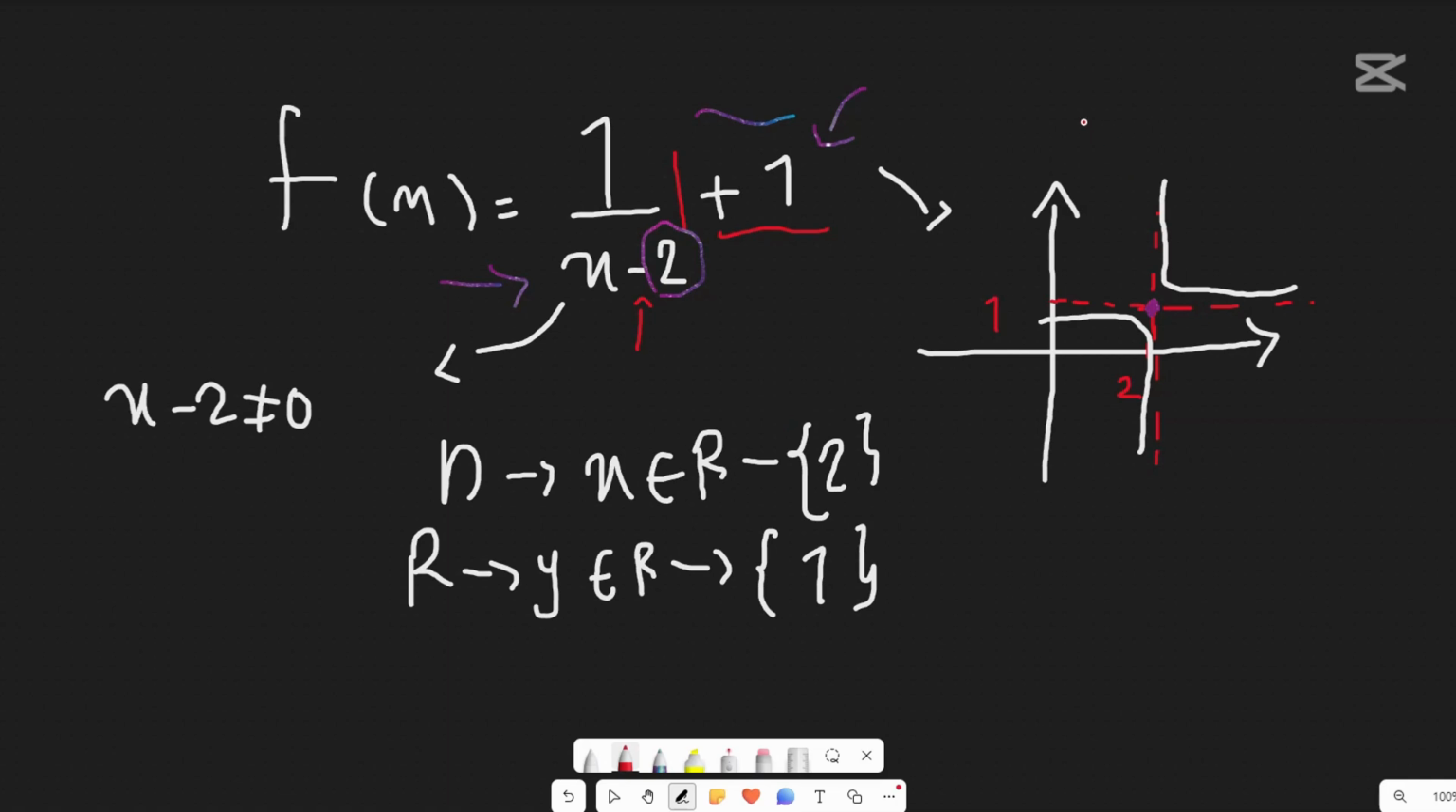We have 2 different asymptotes. This is the vertical one, and this is the horizontal asymptote. So your vertical asymptote is x equal to 2, and the horizontal one is y equal to 1. Pretty simple. So now we're familiar with the reciprocal function. We sketched 2 different functions, and we also know how to find the domain, range, and different asymptotes of this function.